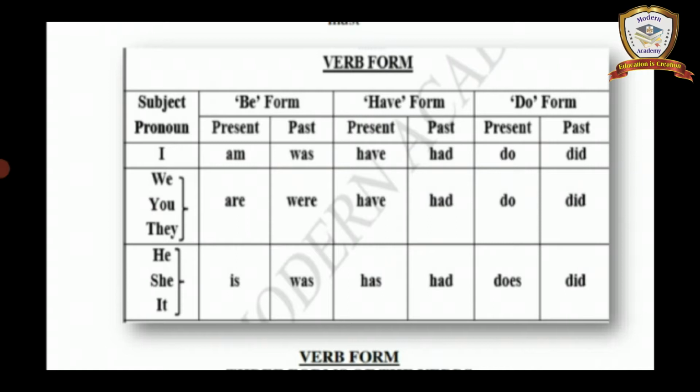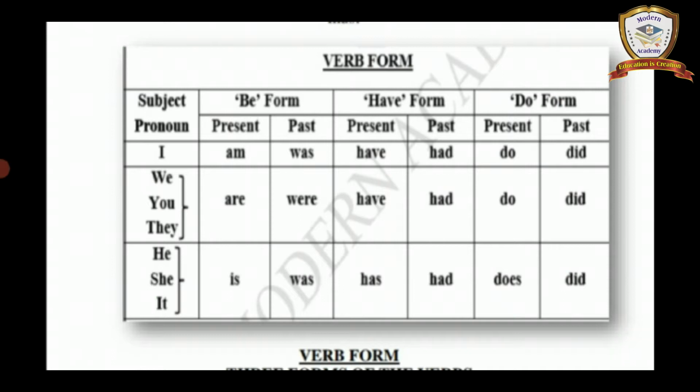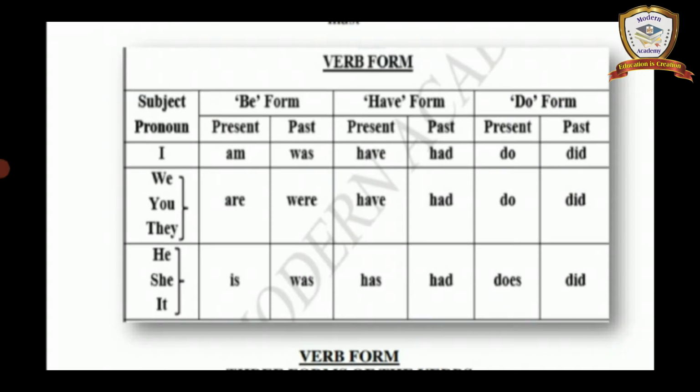Okay, are you clear? So in that tabular column they have given, if we are using I, we should use am in the present and was in the past. We, you, they means we should use present form are, past form were. And he, she, it we should use present is and past was.